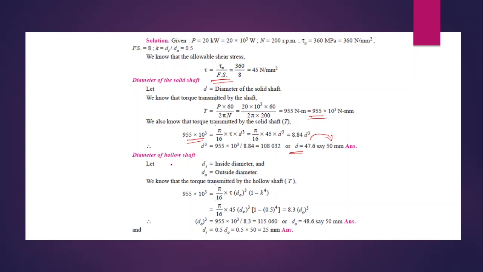Then instead of a solid shaft, we can use a hollow shaft. Then we can find out the diameters of the hollow shaft, di is the inside diameter, do is the outside diameter. Then torque transmitted is equal to pi by 16 into tau into do cube into (1 minus k raised to 4). Here k is equal to 0.5. Then substituting all the values in this equation, we can calculate do. do is equal to 48.6, or 50 mm. Then di is equal to 0.5 do, that is equal to 25 mm. We can round up this value, 48.6 to 50 mm. That is the final answer.